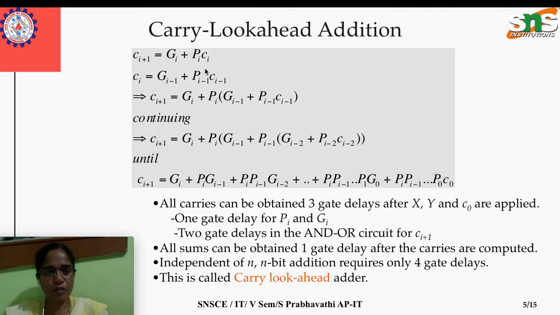So in this equation we are replacing this ci. If we replace ci here, what's happening? ci plus 1 is equal to gi plus pi ci, and this equation we keep placing here. So that's nothing but gi plus pi times gi minus 1 plus pi minus 1 ci minus 1. And again we are computing it for ci minus 1. ci minus 1 is nothing but gi minus 2 plus p of i minus 2 c of i minus 2.